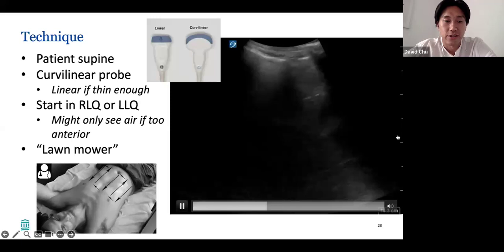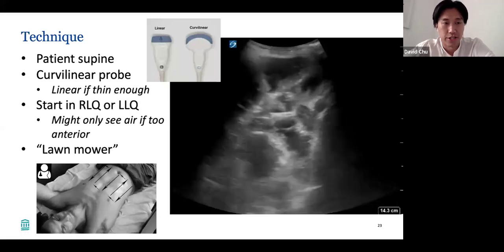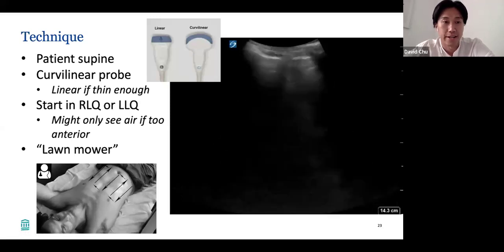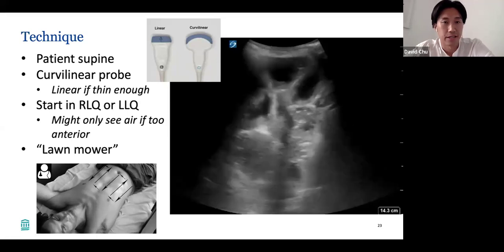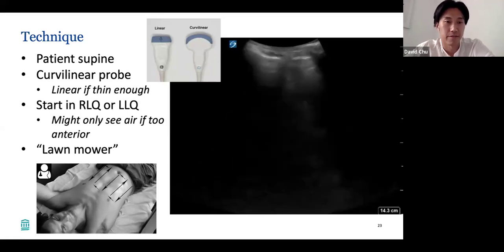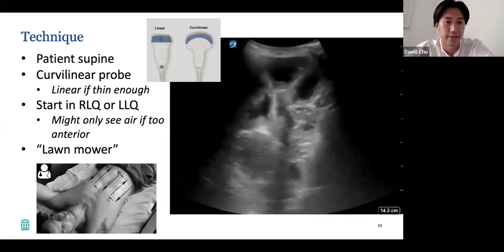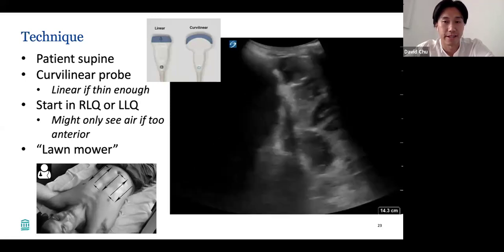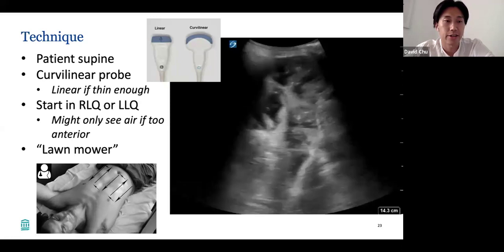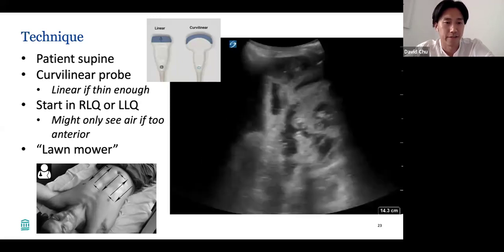The technique for looking for a small bowel obstruction is you have the patient lie supine on their back. And again, you take either the linear or the curvilinear probe, depending on how large the patient is. Ideally, use the linear probe if it's a thin enough patient. And you can start either in the right lower quadrant or left lower quadrant.